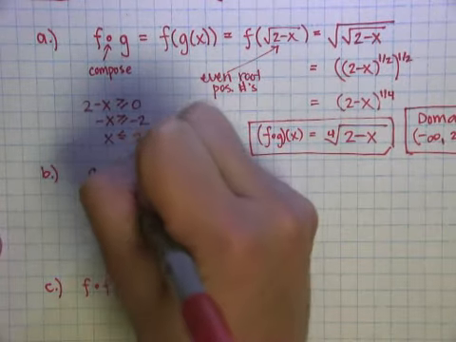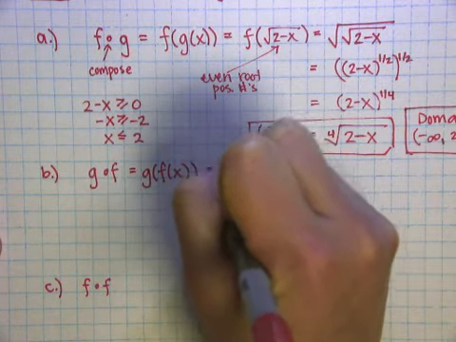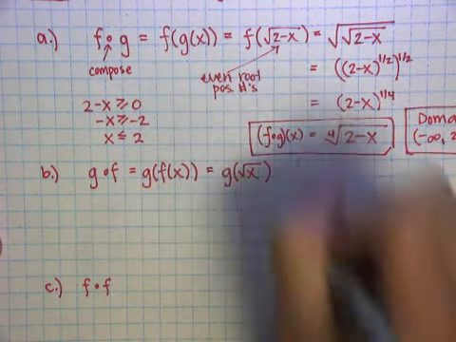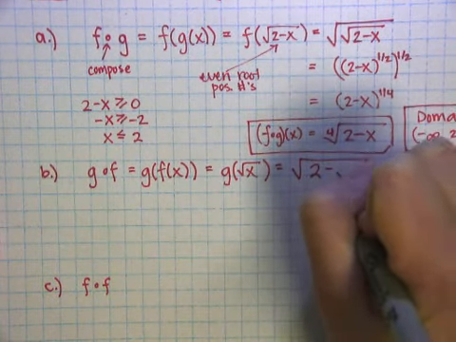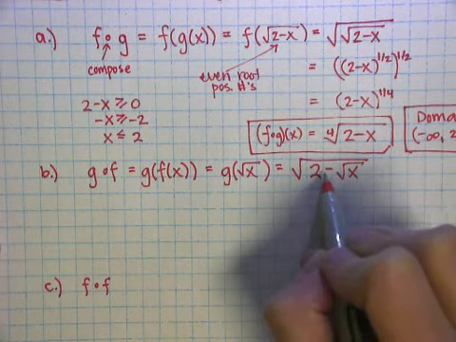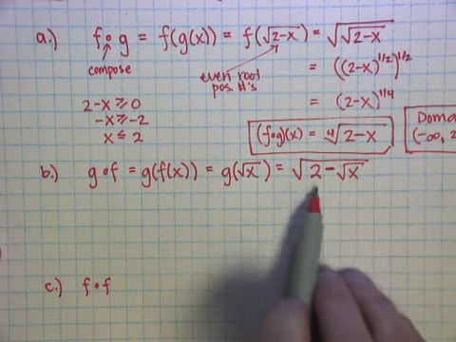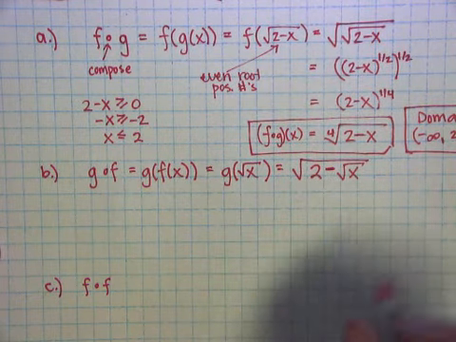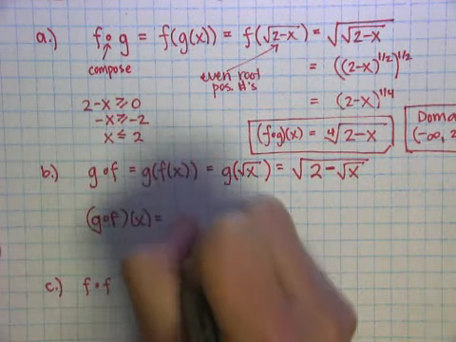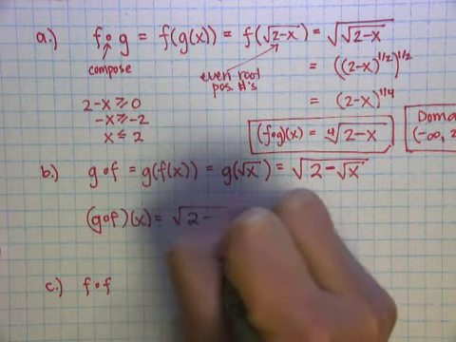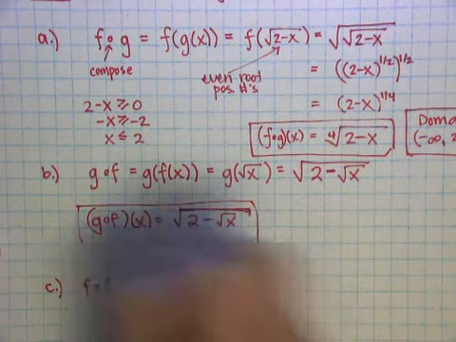For g of f of x, this is g of f of x. Well, let's see, f of x is the square root of x, and g says to take the square root of 2 minus whatever's in the parentheses. So in this case, we have the square root of 2 minus root x. Now, we have a red flag of death sitting here. We can't just square root each one, and there's actually no simplification we can do here. So our final answer for g of f of x is the square root of 2 minus root x. So there's our composition of functions.